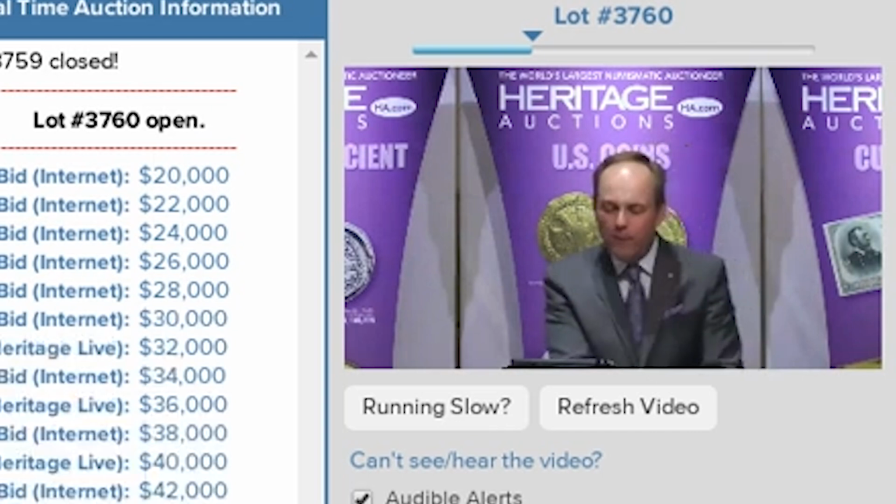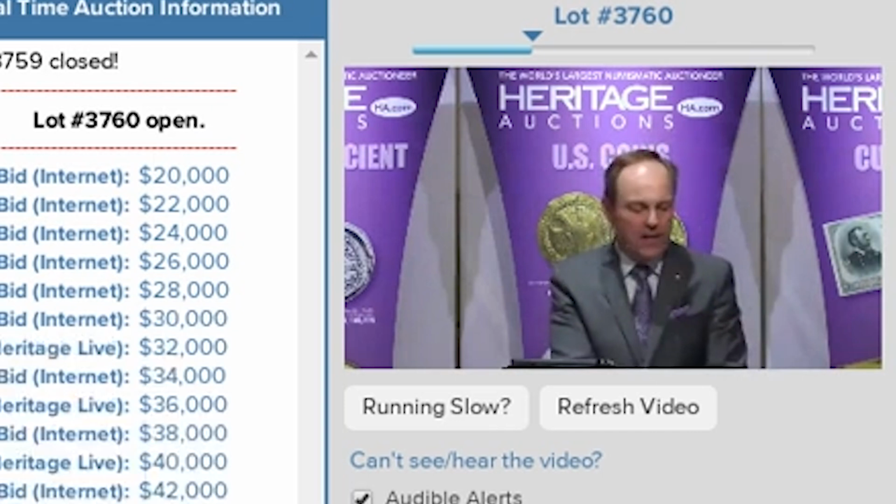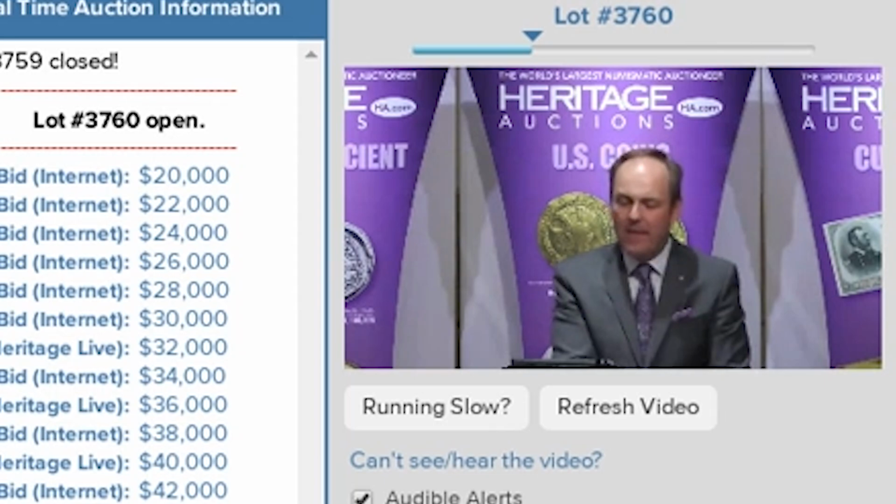Now, well, that's another option. $48,000 for the Kennedy. $48,000 now, $50,000, make it $55,000.